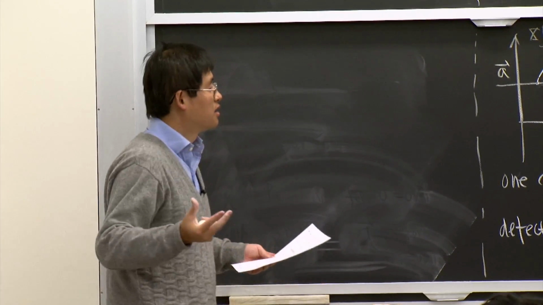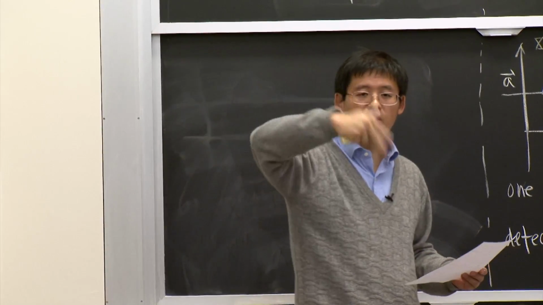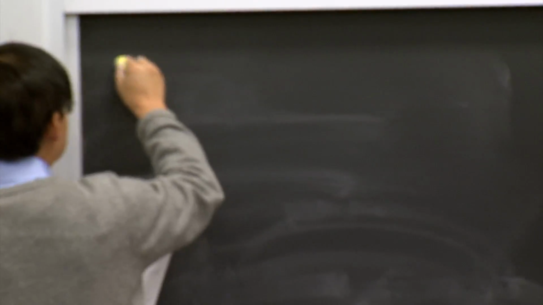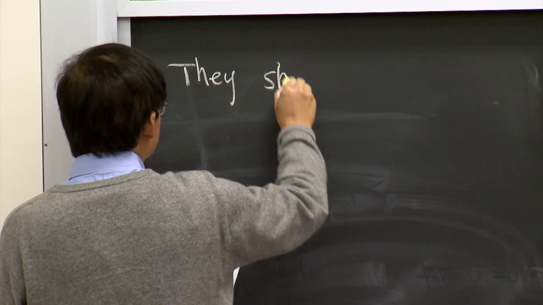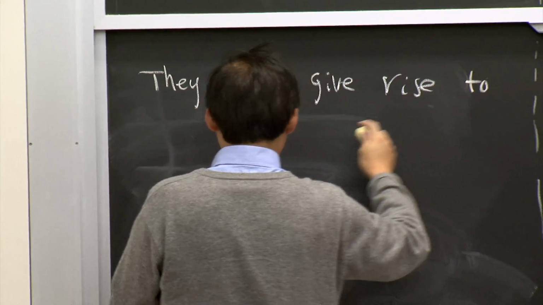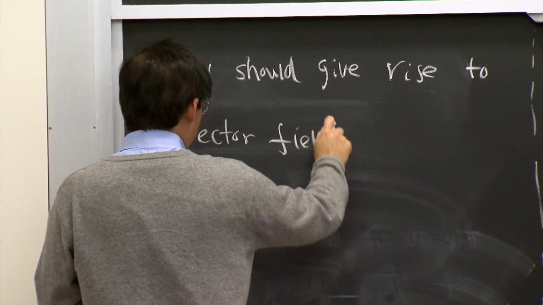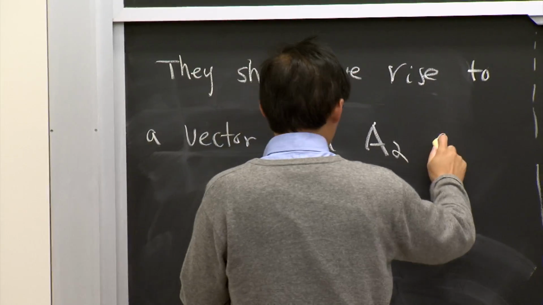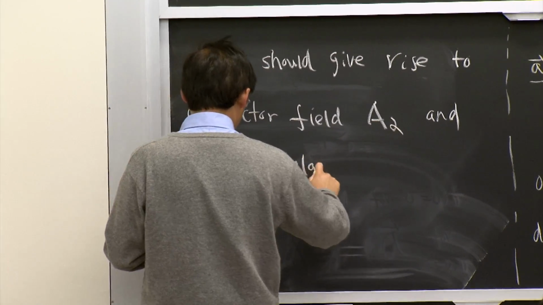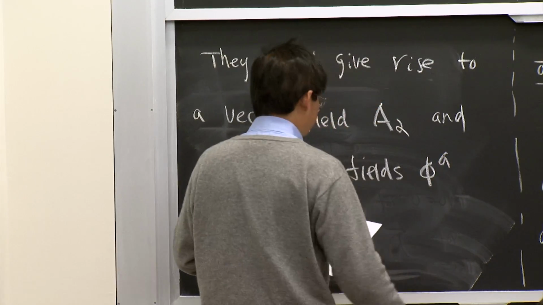Previously, when we considered all Neumann directions, we only saw a vector field, say moving in all 26 dimensions. But now these massless modes give rise to a vector field, the massless vector field A alpha, and D minus p minus 1 scalar fields, phi A. Okay?